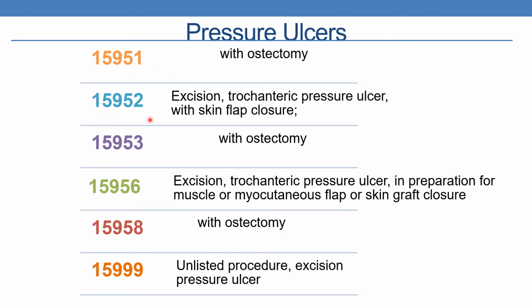The next is 15952, excision trochanteric pressure ulcer with skin flap closure. The next is 15953, excision trochanteric pressure ulcer with skin flap closure with osteectomy. The next is 15956, excision trochanteric pressure ulcer in preparation of muscle or myocutaneous flap or skin graft. 15958 indicates with osteectomy. Next is the final CPT 15999, unlisted procedure, excision pressure ulcer.